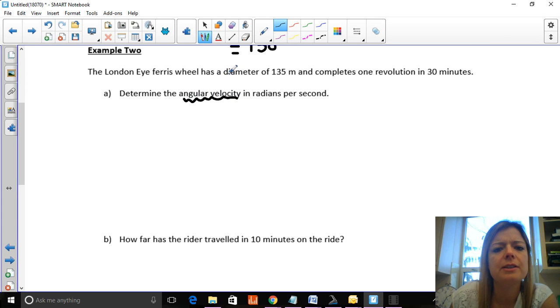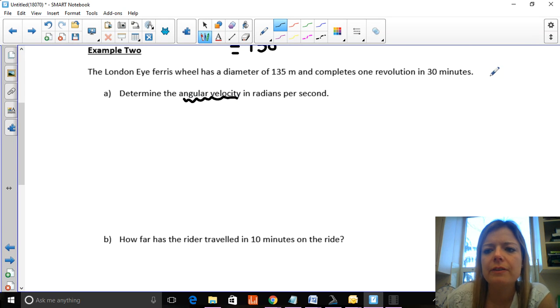The London Eye Ferris wheel has a diameter of 135 meters. So you can make a little picture. The diameter is 135, so that means the radius is half of that.